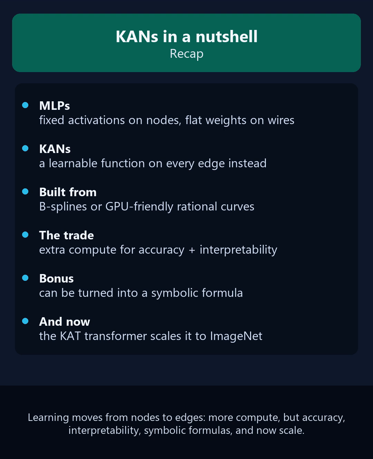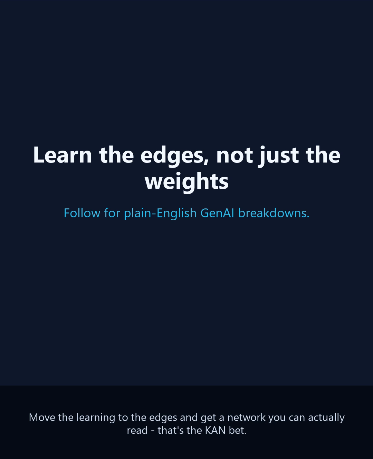Quick recap. MLPs put fixed activations on nodes and learn flat weights. KANs put learnable functions on the edges instead, built from splines or rational curves. They trade extra compute for accuracy and interpretability, can be turned into symbolic formulas, and, via the Kolmogorov-Arnold transformer, now scale to ImageNet. A fresh, promising rethink of the humble neural layer. That is Kolmogorov-Arnold Networks in a nutshell. Move the learning from the nodes to the edges and get a network you can actually read.